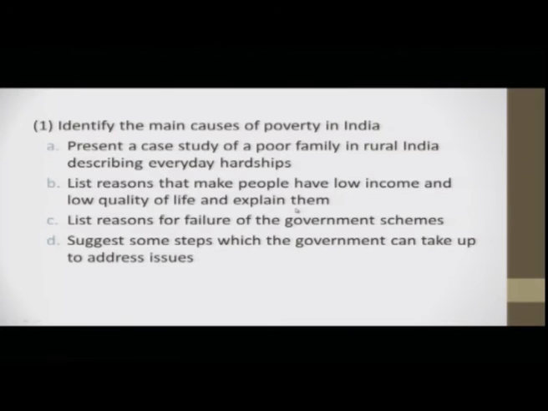What is wrong with the other things? Present a case study of a poor family in rural India describing everyday hardships. The key word here is describe. So, if you are describing the conditions in detail, you may not be focusing on causes. Here, list reasons for failure of the government schemes, how this is related to increase in poverty. So, that connection is not very clear here.